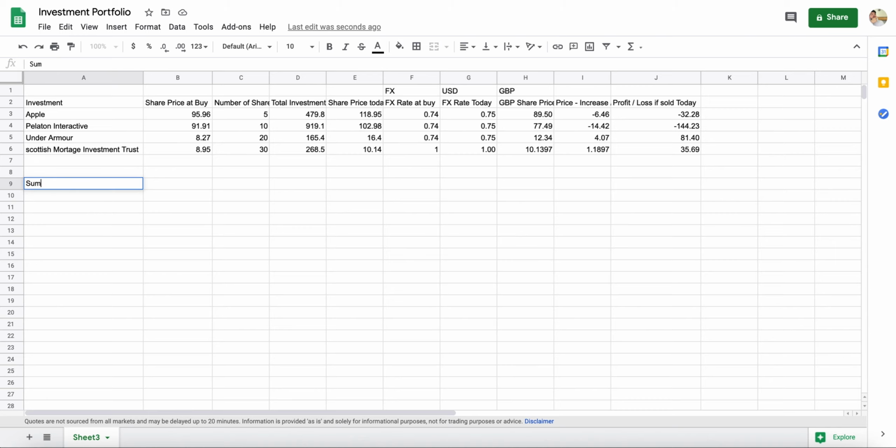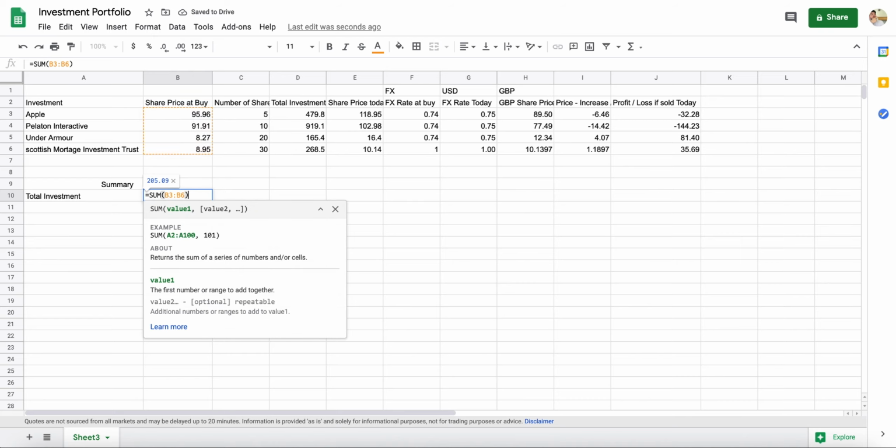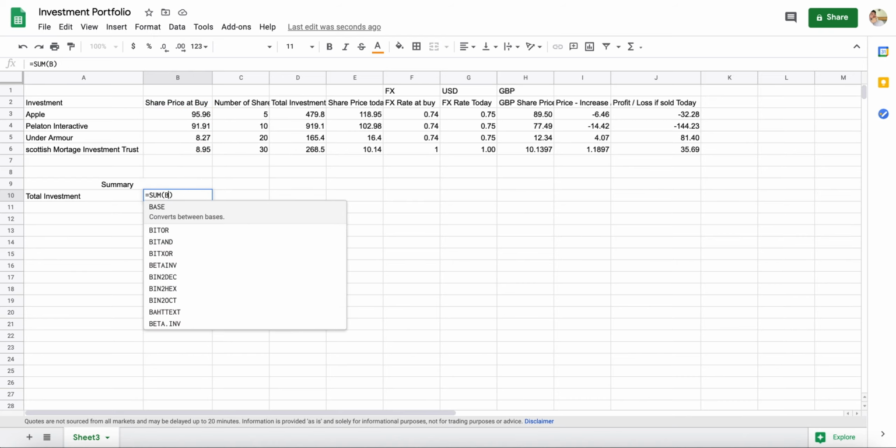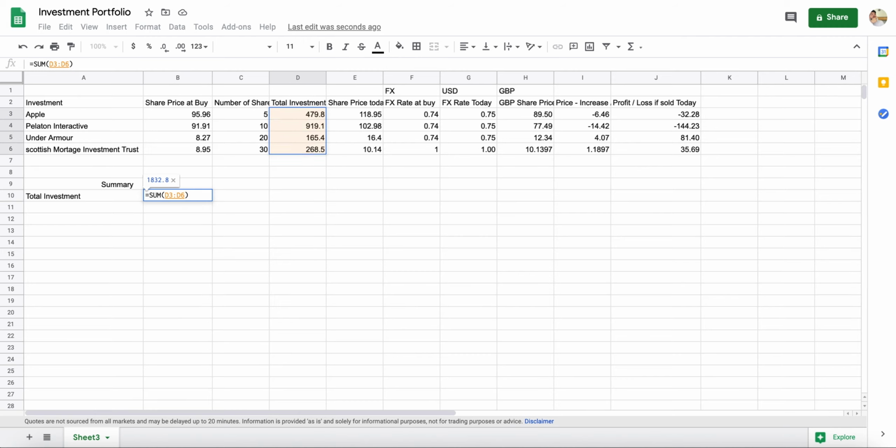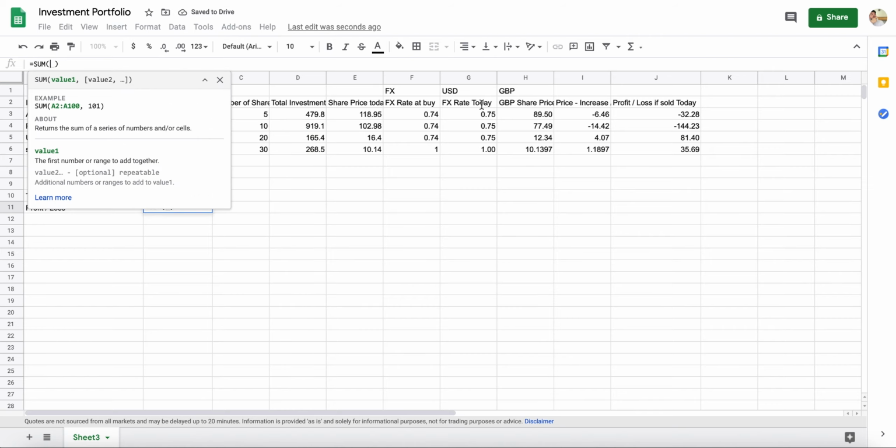What we can do is we can actually create a summary table here, and let's merge this so it looks nice. So let's look at the total investment that we have made in our portfolio. So our total investment is going to be all of this. Let us also look at our net investment, our profit or loss, which is going to be the sum of all of this.